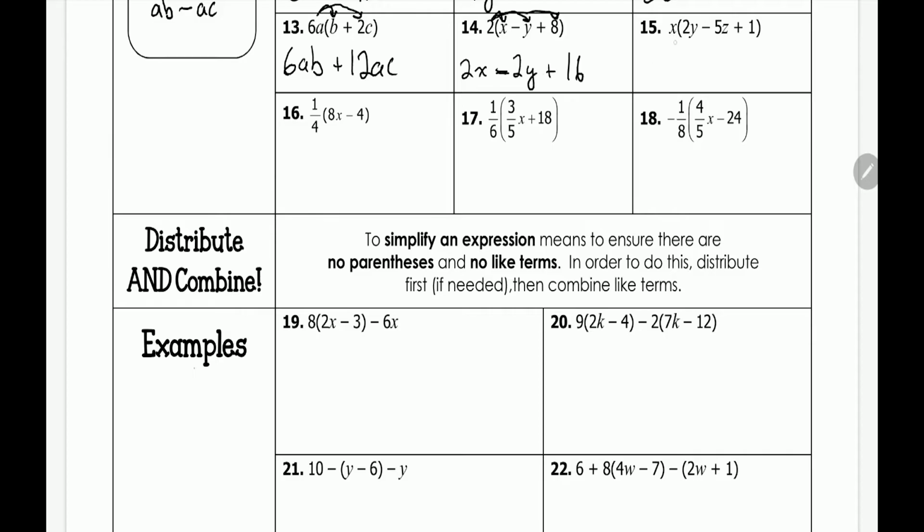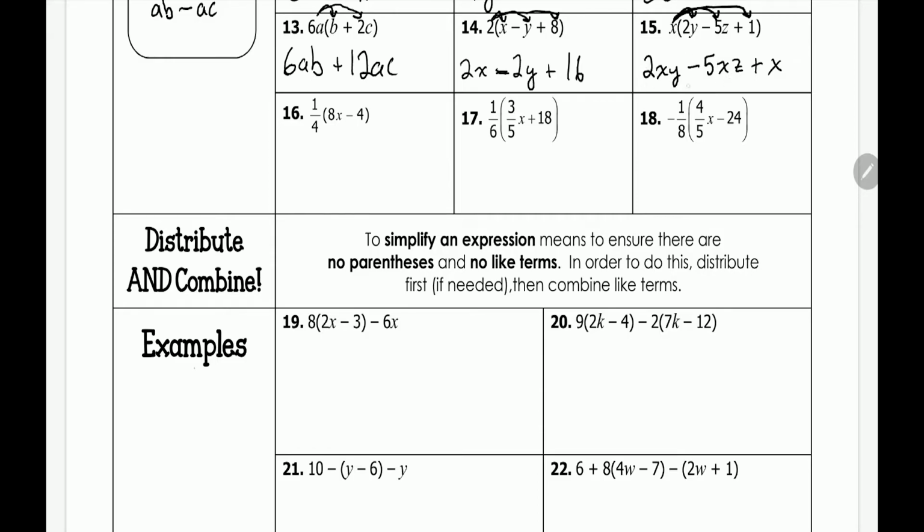15 is similar to 14, so again we have 3 things inside the parentheses, so we have to distribute the x. So we have x times 2y, which is 2xy. Then we have whatever the symbol is, so minus x times 5z. That gives us 5xz. And then we have x times 1, but don't forget about the symbol, so it's plus. And x times 1 is just x.